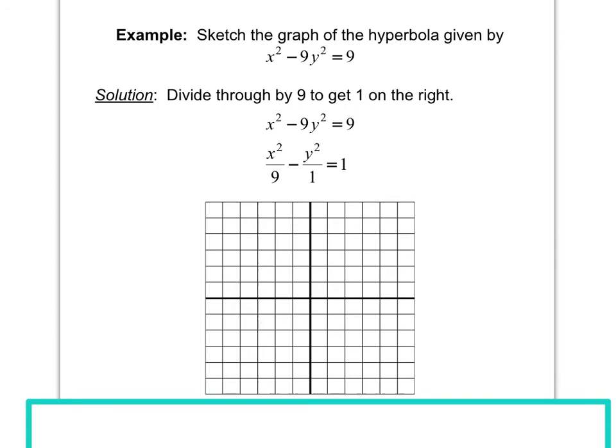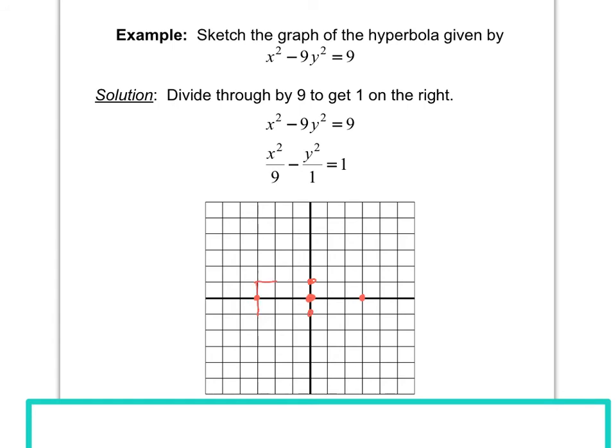This is a simplified one, and I can tell that the center is 0, 0, because there is no h and k listed, so the center is 0, 0. The x is listed first, which means it's going to open to the left and right, and my left and right distance from center is going to be 3. So 3 to the right, 3 to the left. The number underneath my y is 1, and the square root of 1 is 1. So up and down, I'm going to go 1 unit.